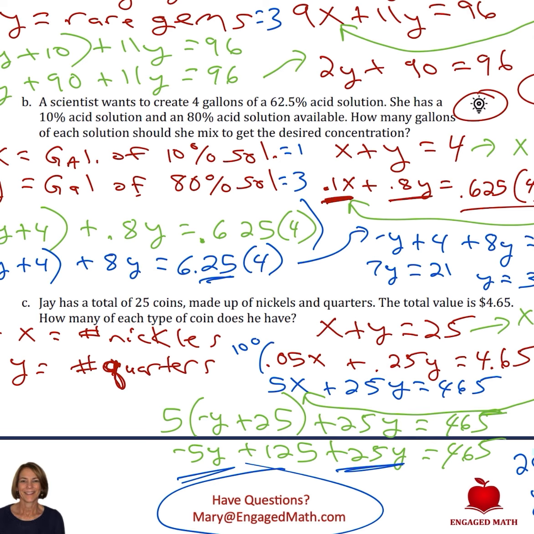So we have 17 quarters. And since there are 25 coins altogether, we know that 8 is equal to the number of nickels. And you can actually look at it and show that it works, but this is it.